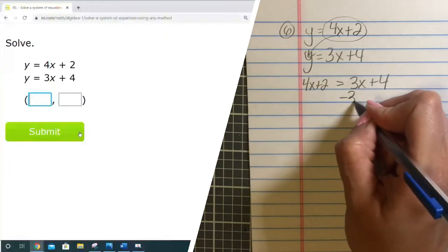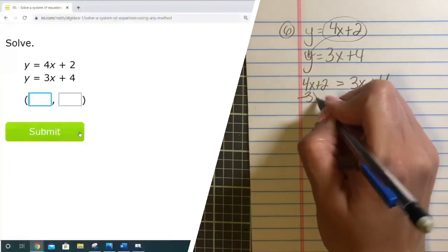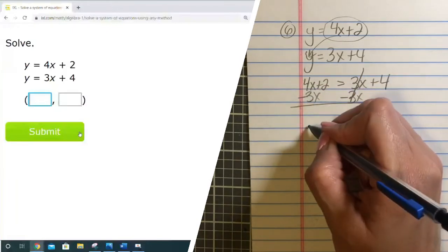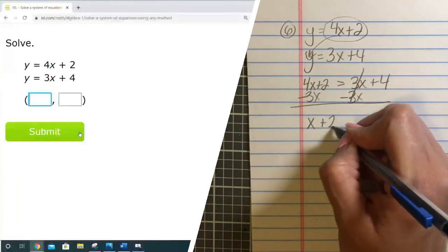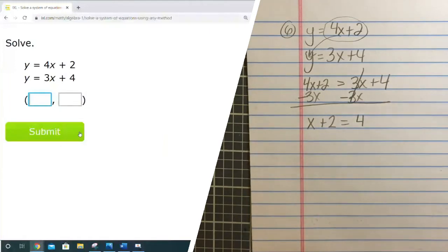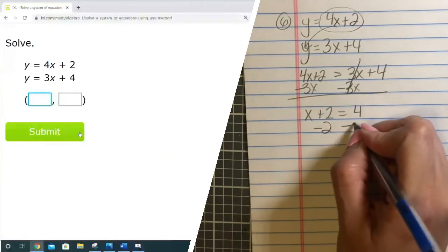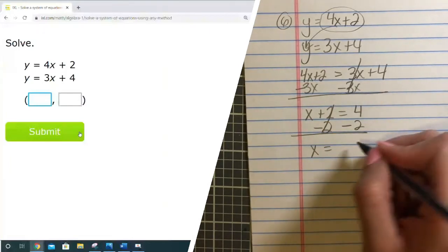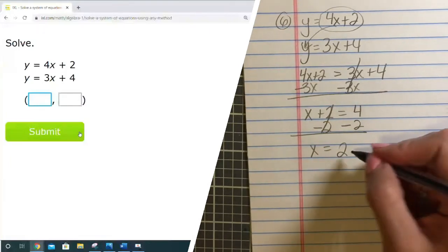I'm going to get all the x's on one side. 4 minus 3 is 1x. Drop down the numbers and the signs I didn't use, and then solve for x. In this case, all I have to do is subtract away, undo that addition of 2 by subtracting by 2. So we get x is 2.